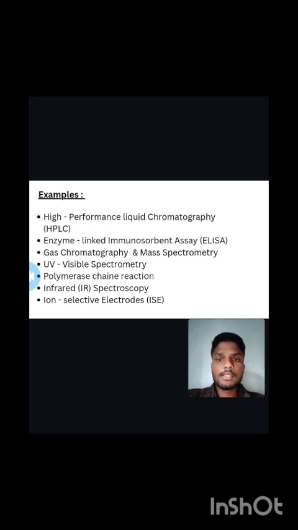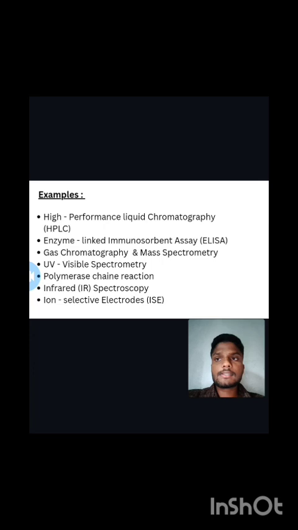And next one is gas chromatography and mass spectroscopy. It detects morphine in urine samples. Gas chromatography separates components, and mass spectroscopy confirms identity based on unique fragmentation patterns. And UV visible spectroscopy is applicable in food analysis, measuring nitrate concentration in drinking water using the colorimetry method.